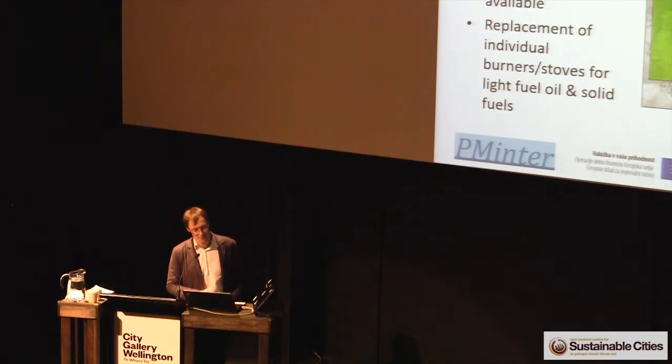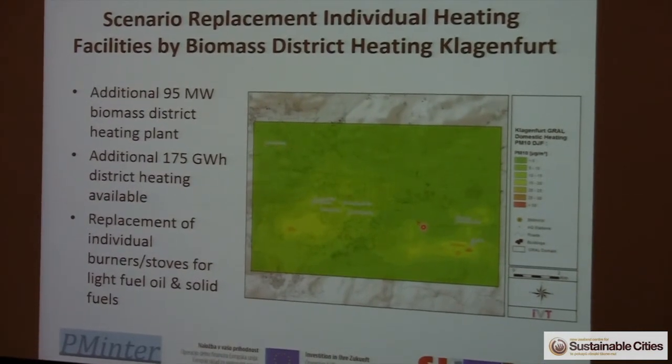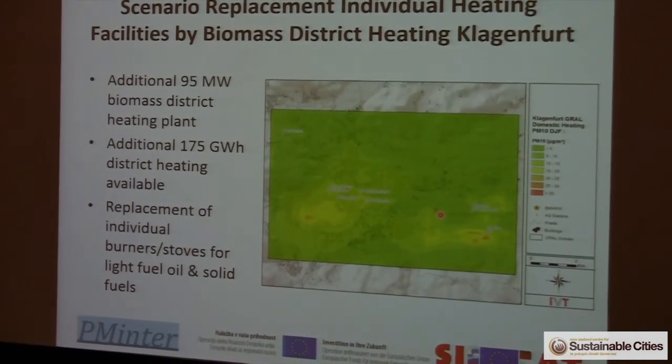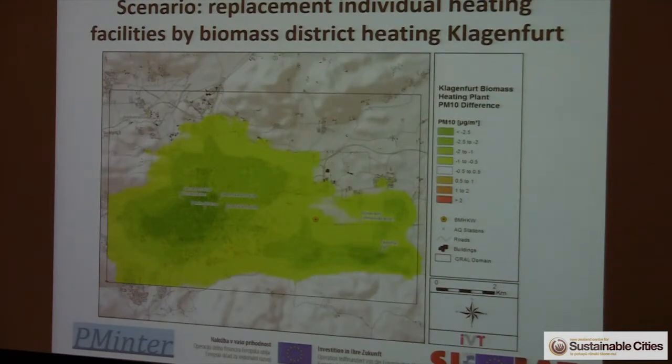Here we replaced individual heating facilities by biomass district heating in Klagenfurt. At that site an additional 95 megawatt biomass district heating plant is planned actually, and it shall produce 175 gigawatt hours of district heating. And in this area we replace individual burners and stoves for light fuel oil and solid fuels. And this is actually the result, the PM10 reduction, which relates to this scenario.